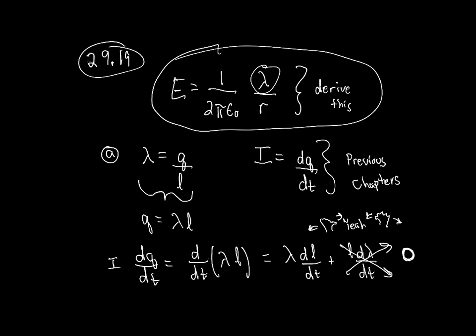Because of the definition of what lambda is. Lambda is a line charge. It's how charge is spread out on a line. It doesn't change, unless they were to give you an equation for it. They didn't give us an equation, so it's not changing.